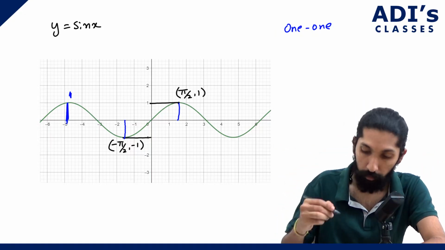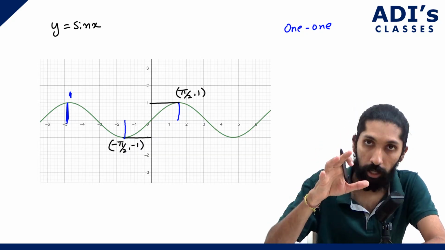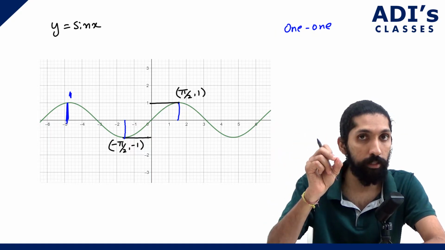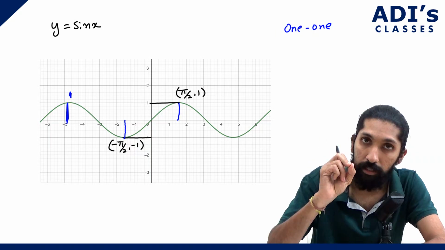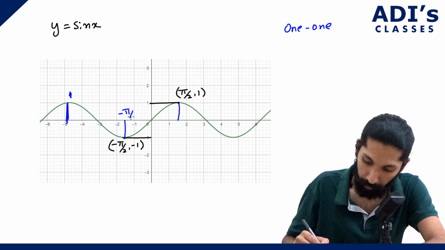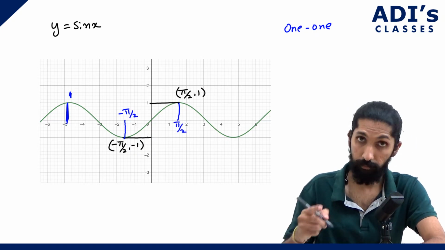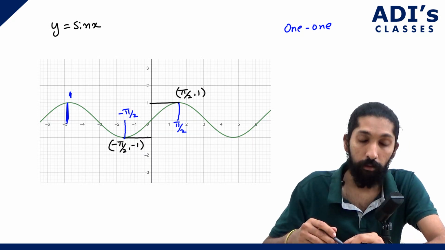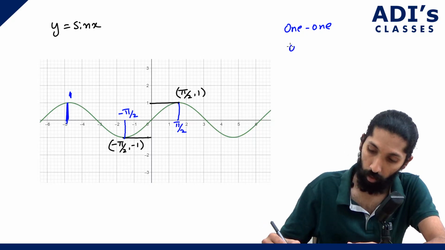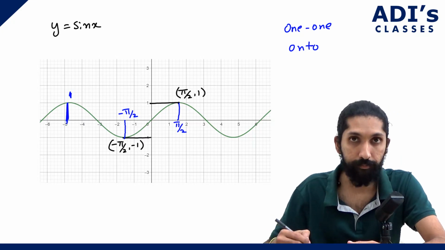So what do we have? The function has to be 1 to 1 and it should contain all the values from minus 1 to 1. That is possible from this value of minus pi by 2 to this value of pi by 2, right? The next one is what? We need to understand that it also should be onto. It has to be a surjective function, both injective and surjective.